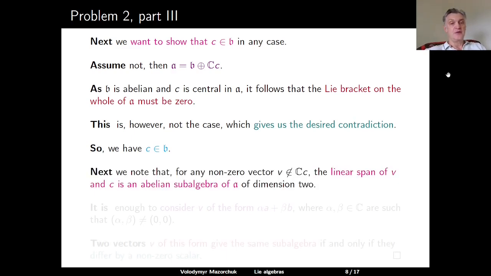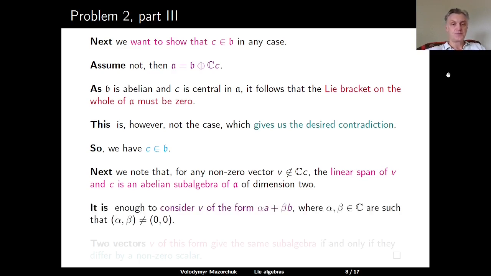Next, we know that for any non-zero element V, which is not a scalar multiple of C, the linear span of V and C is an abelian subalgebra of A of dimension 2. Indeed, C is central, and of course the bracket of V with itself is 0, so the linear span of V and C must be an abelian subalgebra of A, and if V doesn't belong to the linear span of C, this subalgebra has dimension 2.